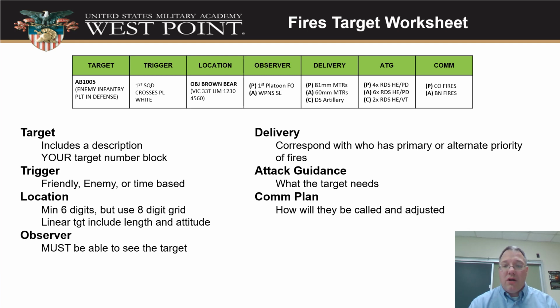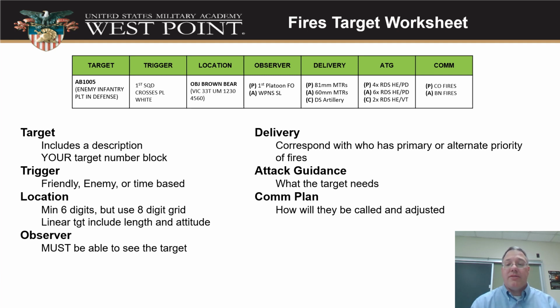All right, your fires target worksheet. This is your TT LODAC, right? Now, when you fill this out, make sure you hit all the key points, that your target includes a description, and make sure that you're using the target number block you were assigned. Don't try and use someone else's target numbers. Your trigger, think about what is going to make me call for this target. What condition says, oh, I need to call this in now? That's your description of your trigger for this. It could just be because it's 9 o'clock and I'm going to drop rounds so that I get there. Or maybe it's because first squad crossed phase line red. I don't know.